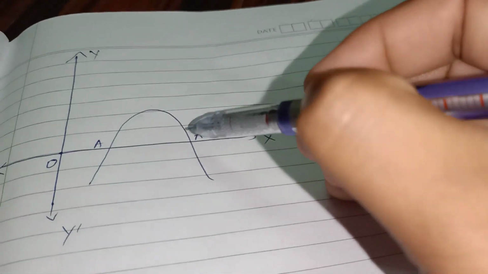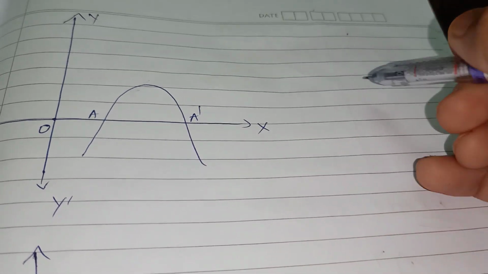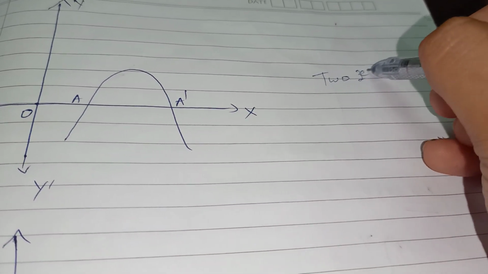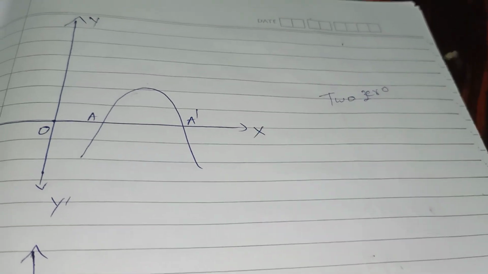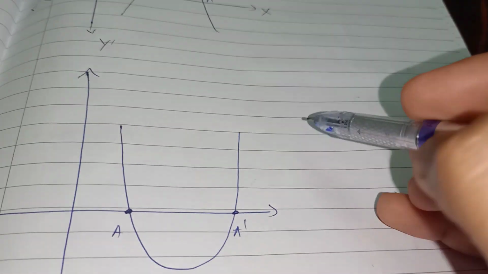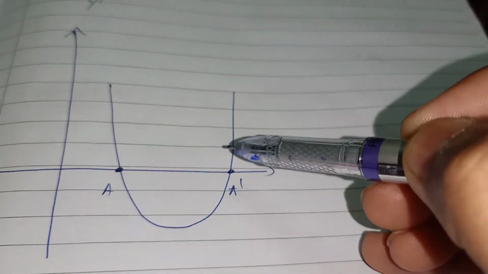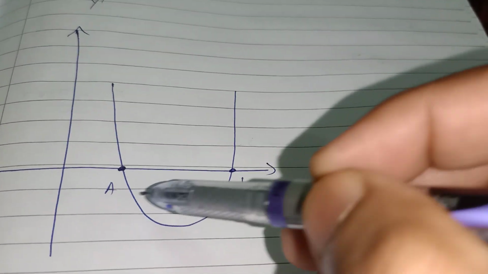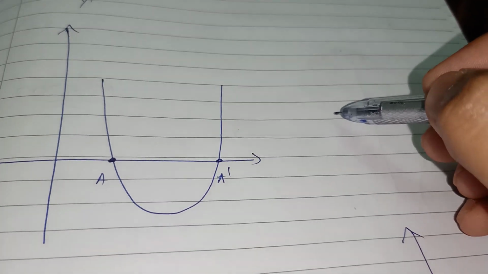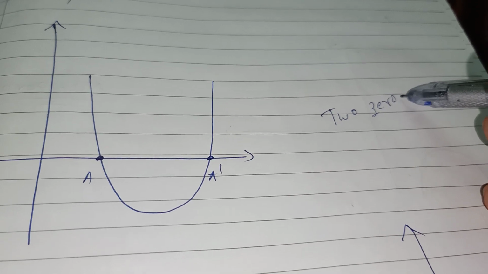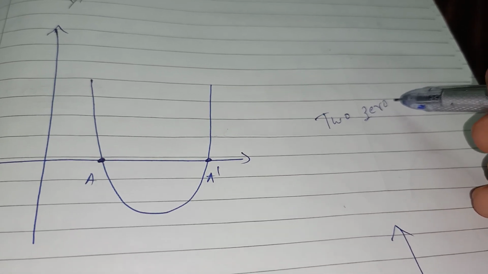Next, if the graph cuts the x-axis at 2 points, then you will get 2 zeros, right? So here the graph is cutting the x-axis at 2 points, that is a and a dash. Again you will get 2 zeros, right?